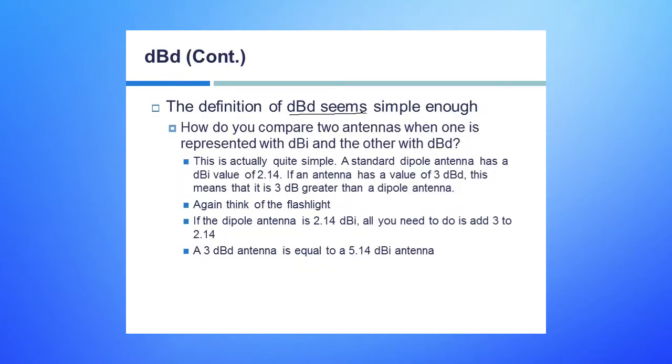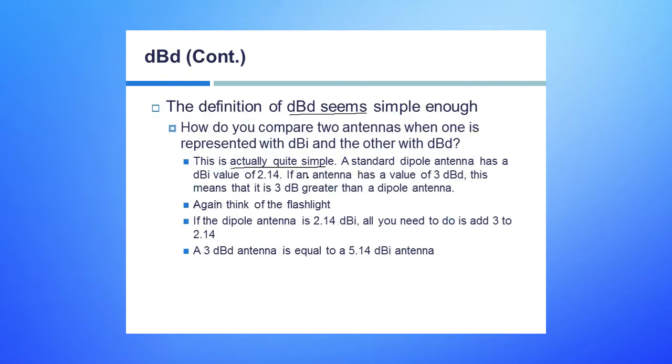What I just said about dBd seems simple enough, but how do you compare two antennas when one is represented with dBi and the other is with dBd? That's a little more difficult. Well, it sounds difficult. Right now we're told it's quite simple.